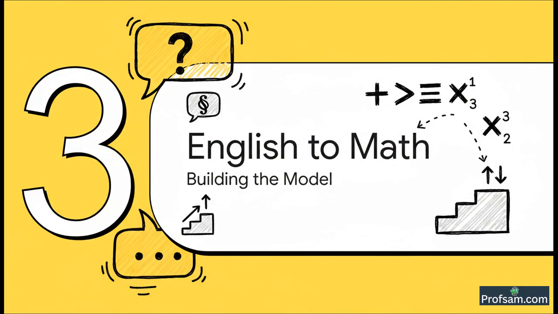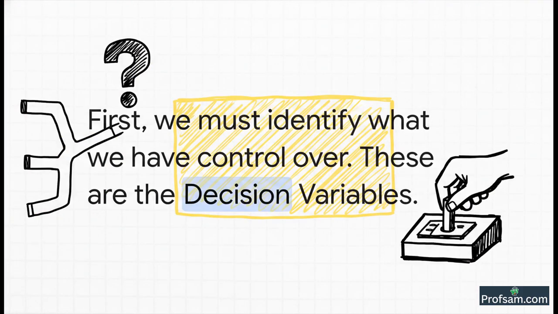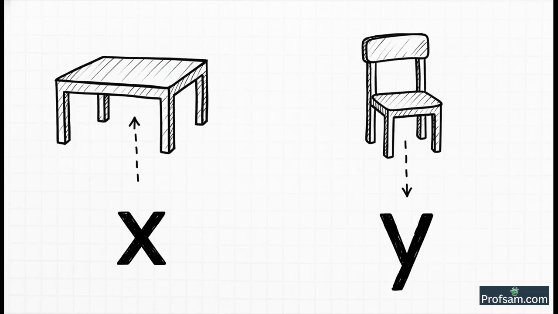A lot of the time, the hardest part isn't the math itself. It's turning the word problem from English into a proper math model. But trust me, it is so much easier than it sounds, and we're going to do it together, one step at a time. First things first, we need to figure out what are the things we actually need to decide. What do we have control over? In the world of linear programming, we call these the decision variables. So for our dealer, what does he actually need to decide?